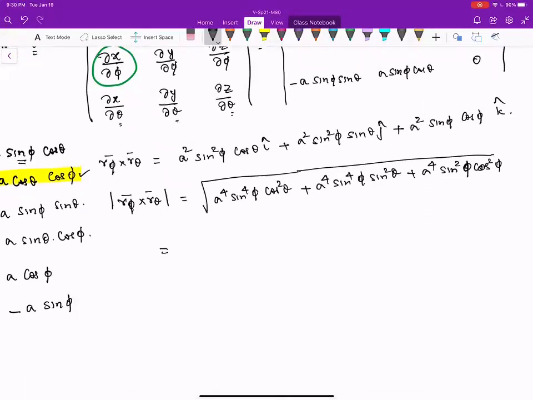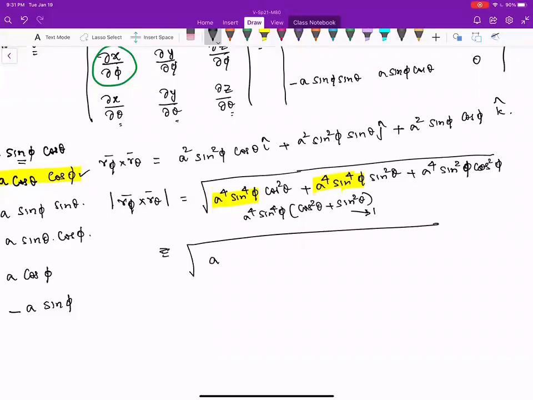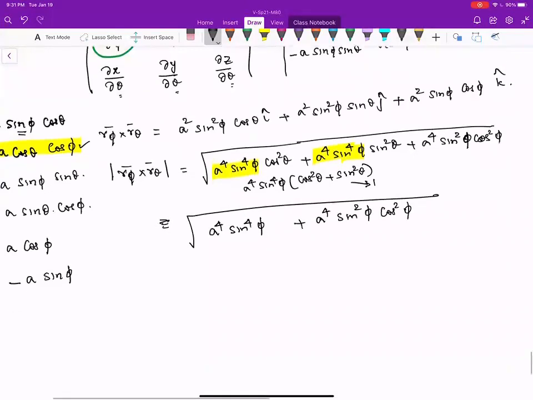So if I look at the first two terms here, a to the power 4 sine to the power 4 phi is common. If I remove that and combine the first two terms, I get cosine squared theta plus sine squared theta, which by Pythagorean identity is 1. So, using all of it, you get square root of a to the power 4 sine to the power 4 phi by combining the first two terms. Then you are left with the third term, a to the power 4 sine square phi cosine square phi.